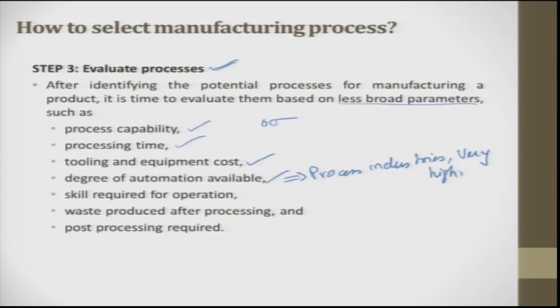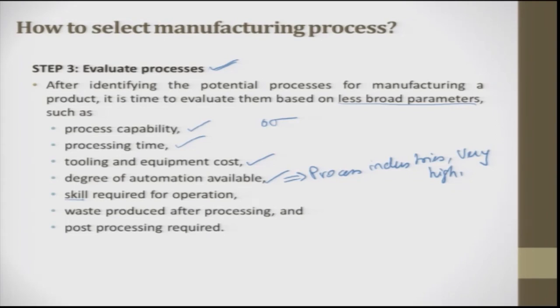It is very high. So, next one is the skill required for operation. Today, once you move towards automation, we are trying to remove all the unskilled labor, and only at certain places do we use a skilled operator, for example, for quality check and for assembly.